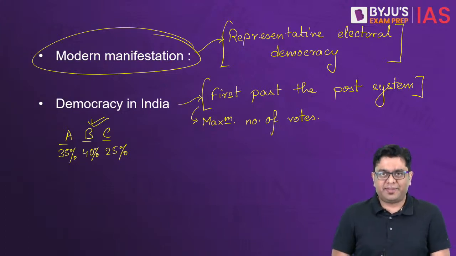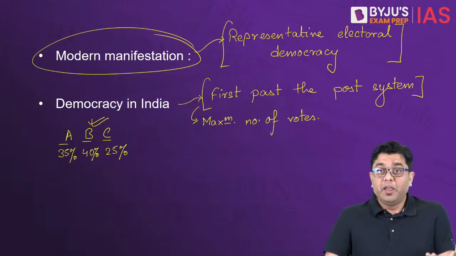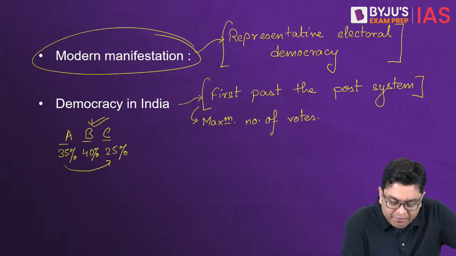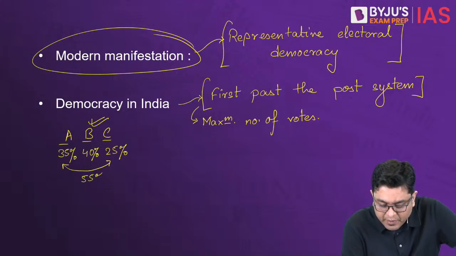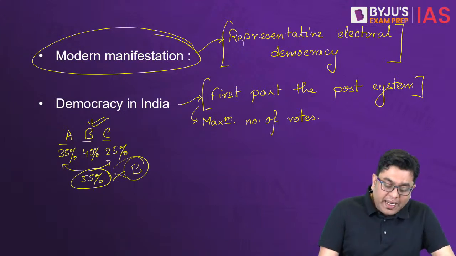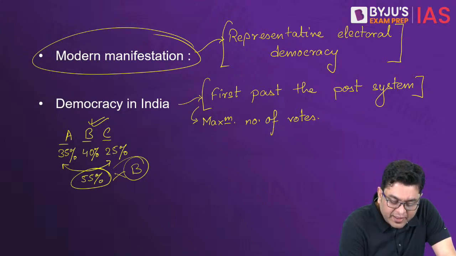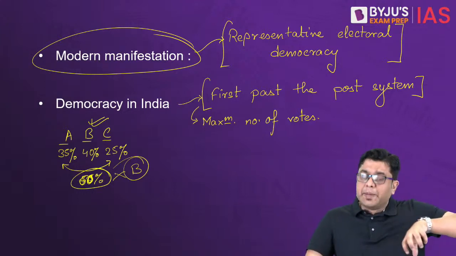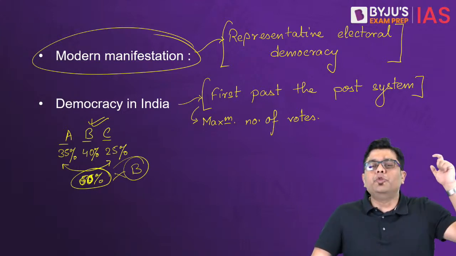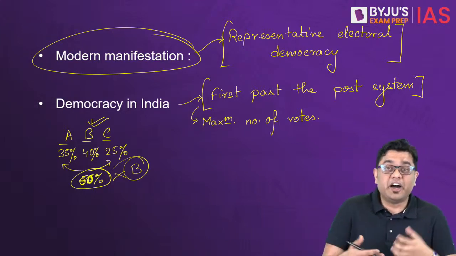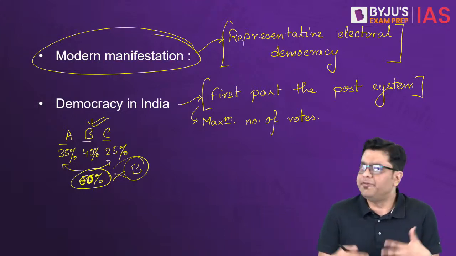Now, what is the flaw in this? The flaw is very apparent. While we say that B is the one who will represent that area, we also have to understand that there are 55% of the population who did not vote for B. Right? Or rather, not 55%, but 60%. So there are 60% of the individuals who did not vote for B at all. So only based upon the views of those 40%, you have the people elected in power. Now this is a flaw. How can we say this is a government of the majority? So that is a very apparent flaw.